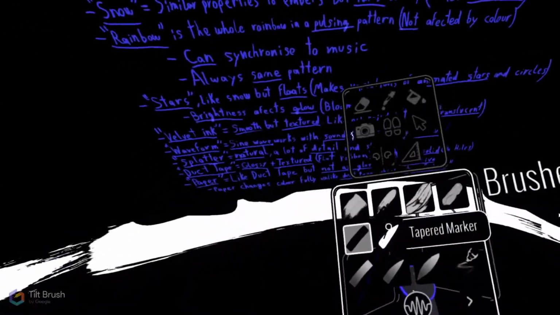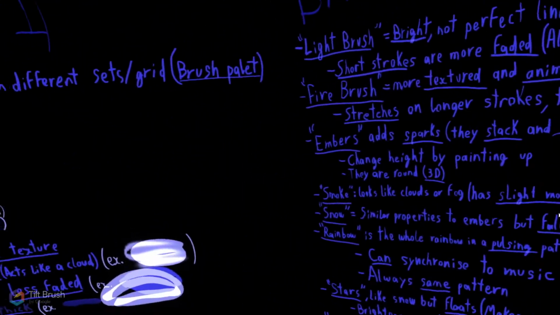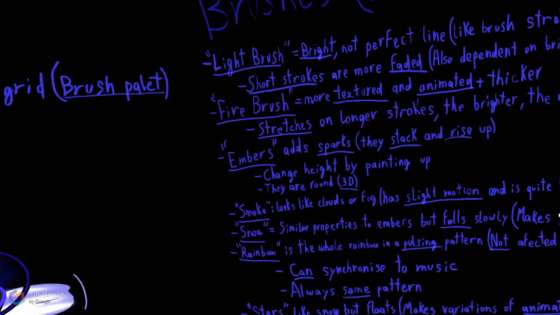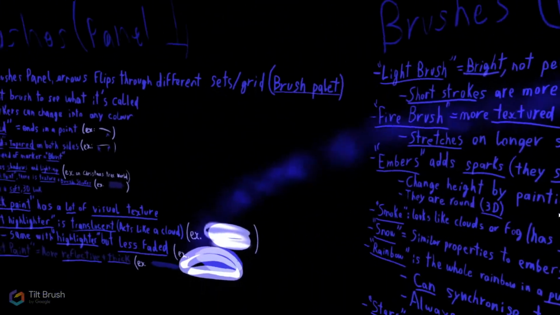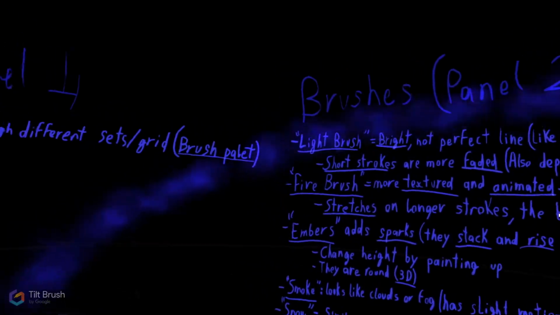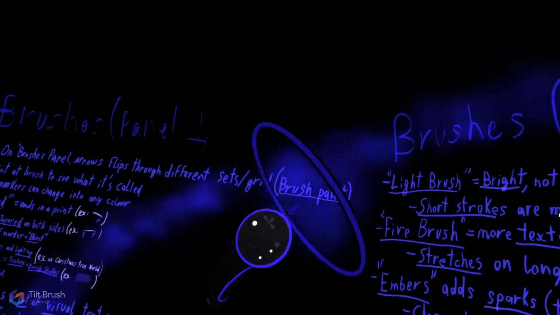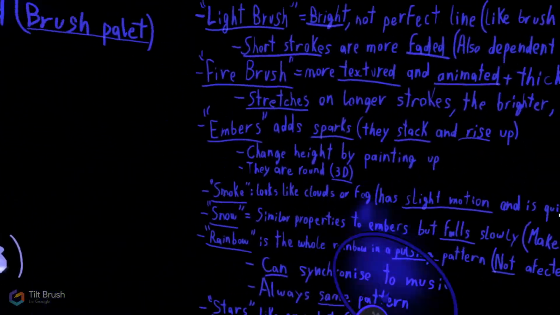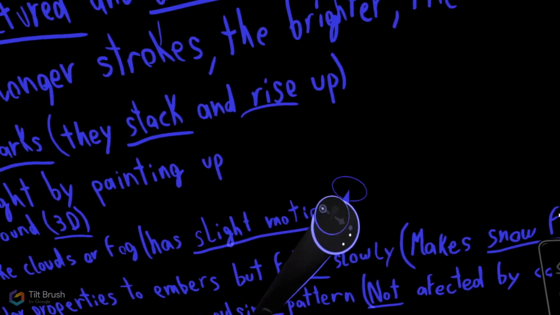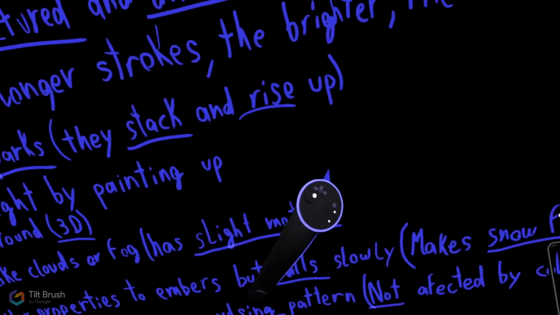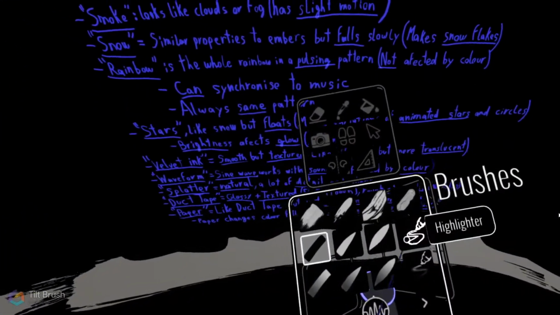Then the smoke. Let me get back to it. The smoke is this one. It looks like clouds or fog, and has slight motion, and is quite bright. By slight motion, it's very hard to see actually, but you can see it wobbles around up and down slowly, but very slight, as I said. I usually use a dropper tool, which I'll probably learn more about later, to use the same brush over and over, and the same size as well.